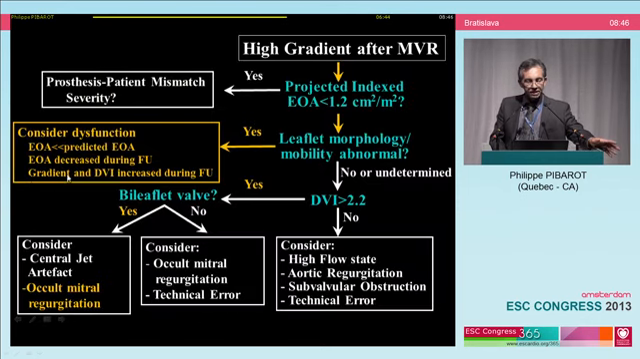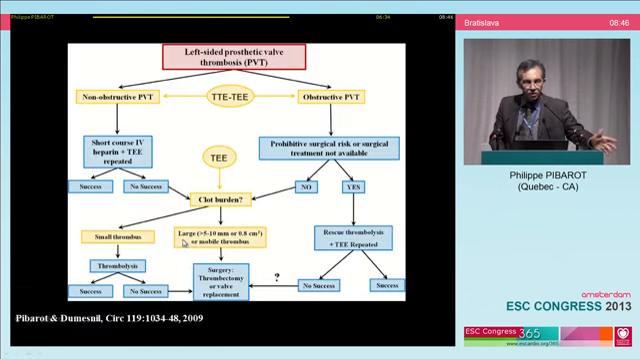To summarize this case, this was a patient with obviously no mismatch, but a mixed dysfunction with both obstruction and regurgitation. And what do we do with this patient? Well, obviously, she has an obstructive prosthetic valve thrombosis. The surgical risk is not high in this patient. She's stable, she's asymptomatic, so the option will be to look at the clot burden.